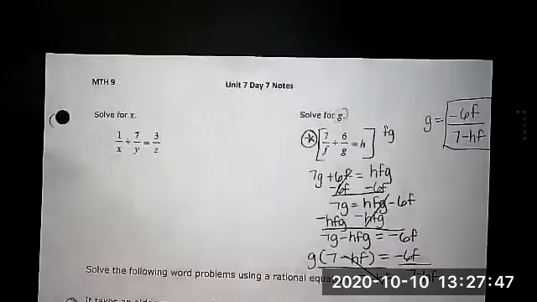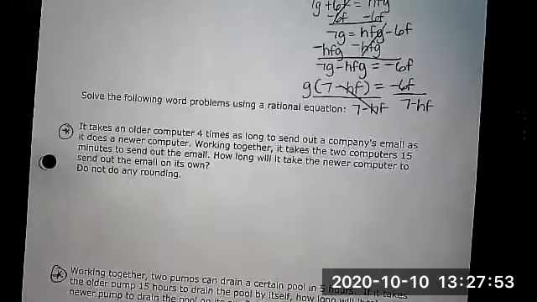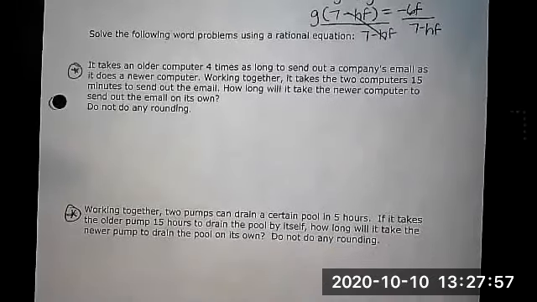Okay, so this is Unit 7, Day 7, Notes Part 2. Part 2 is the word problems. These word problems in this section are going to be work word problems. And then there's distance, rate, and time word problems. So there's two different types of word problems we're going to be going over.